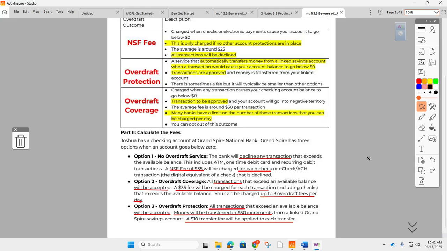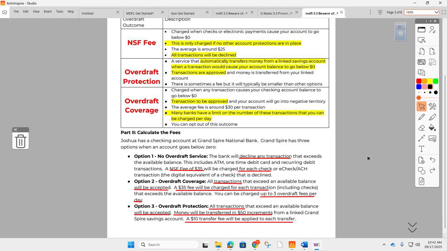The second option, and we're going to do these two options together. There's tables that we're going to fill in, and we'll be calculating the fees and the final balance of his account after the same transactions under each option. This option is overdraft coverage. If his account goes below zero, they will pay for the transaction that comes in, but they're going to charge you $35 every time, up to 3 times in one day. All of the transactions we're talking about with Joshua today are in one day.